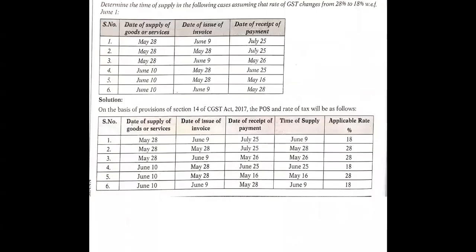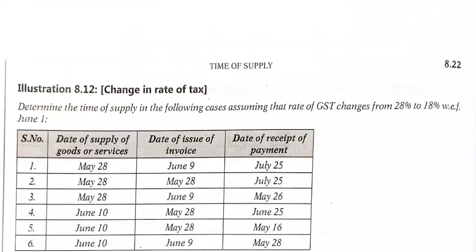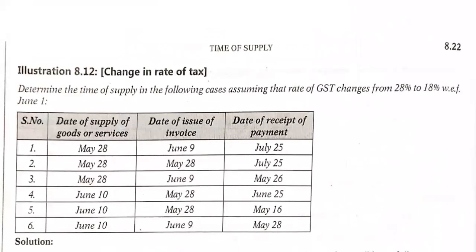Well, let us see some more problems. Determine the time of supply in the following cases. Assume that the rate of GST changes from 28% to 18% with effect from June 1. With effect from June 1, the rate of GST has changed. So we need to determine the time of supply as well as the percentage of GST levied. There are 6 different cases given.